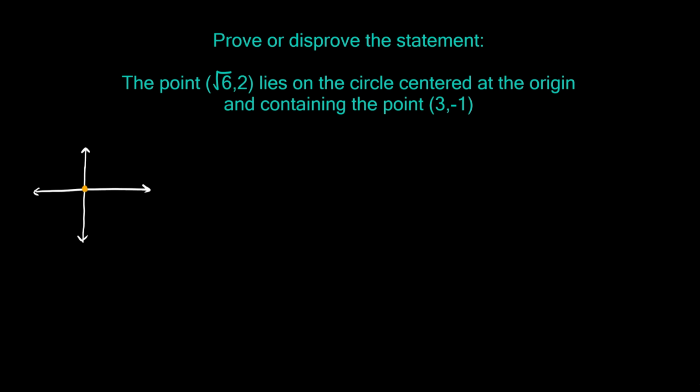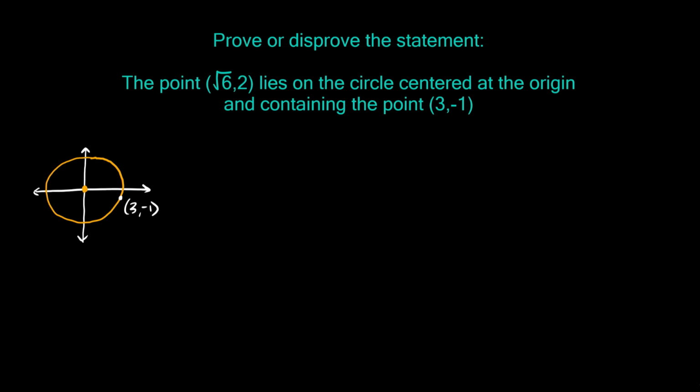So there's the center of the circle, and it contains the point (3, -1). All right, so let's draw our circle like this. And (3, -1) is, let's say, here. Okay, so this is (3, -1). We know this point lies on the circle because it tells us.